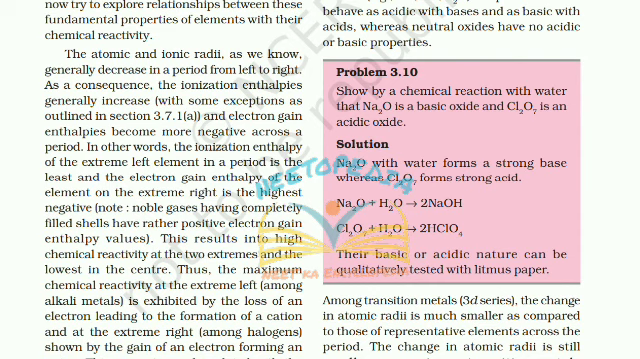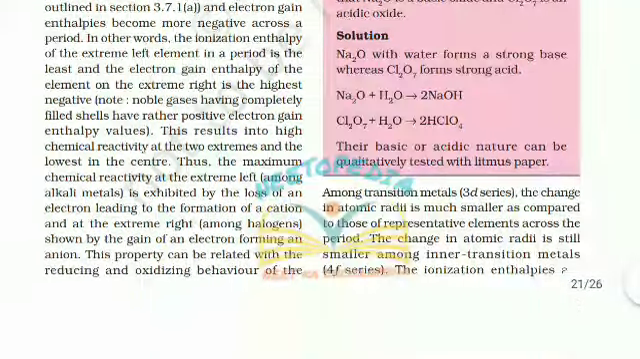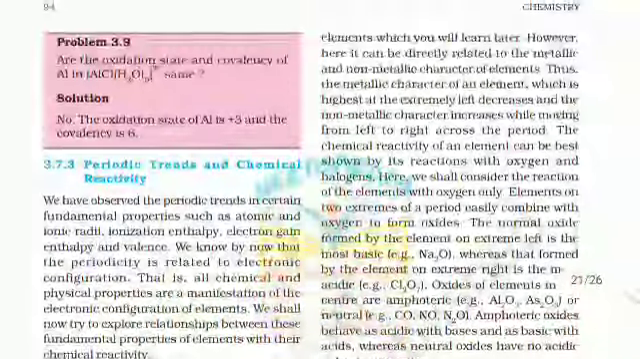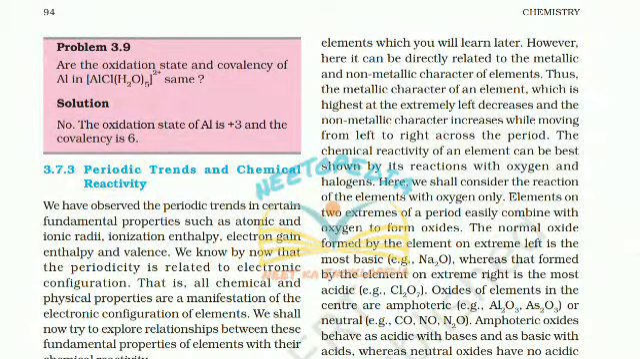This results in high chemical reactivity at the two extremes and lowest in the center. Thus, the maximum chemical reactivity at the extreme left is exhibited by loss of an electron leading to the formation of a cation, and at the extreme right is shown by a gain of an electron forming an anion. This property can be related with the reducing and oxidizing behavior of the elements, which you will learn later.